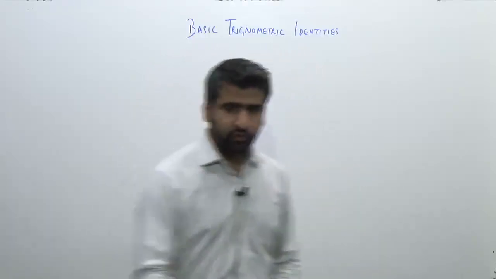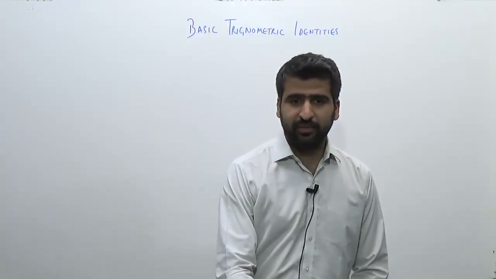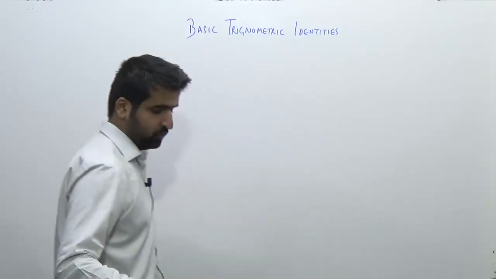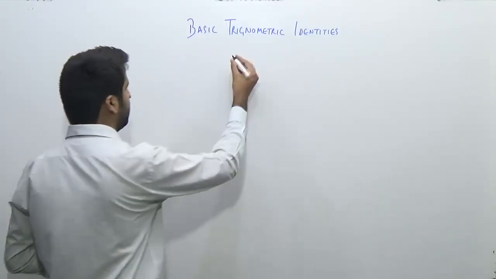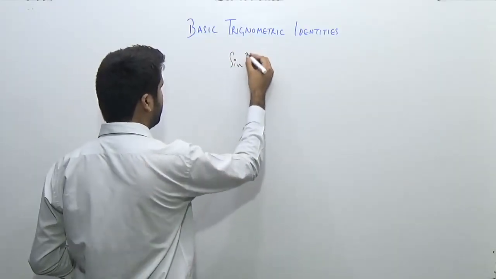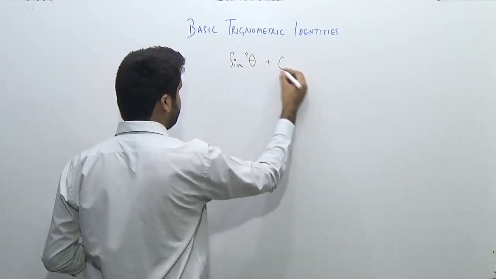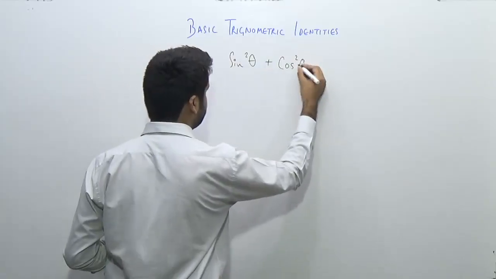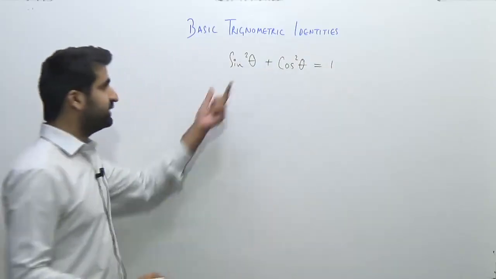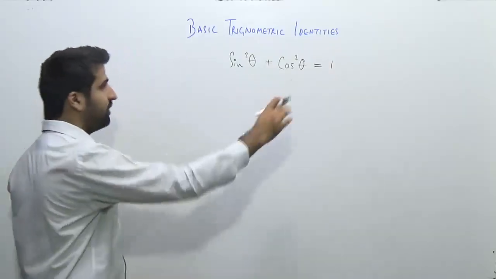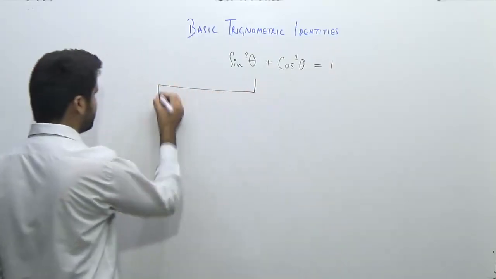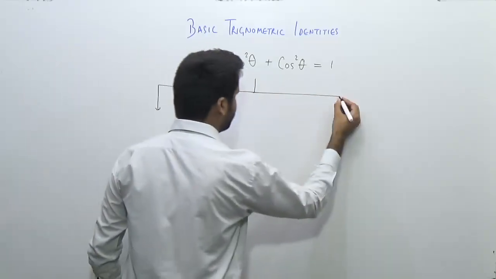identities. But before that, let's go over the basic trigonometric identities once more. So what are the basic trigonometric identities? The first one is that the sum of squares of these two t ratios is equal to 1. That is, sine square theta plus cos square theta is always equal to 1. And we have a couple more trigonometric ratios which can be deduced from this identity only.